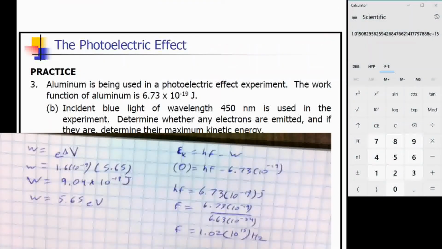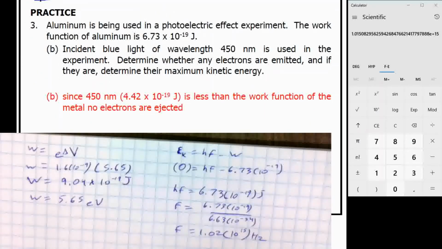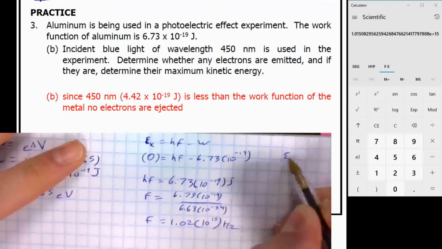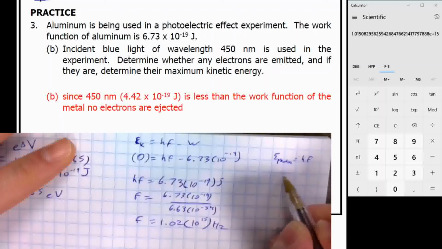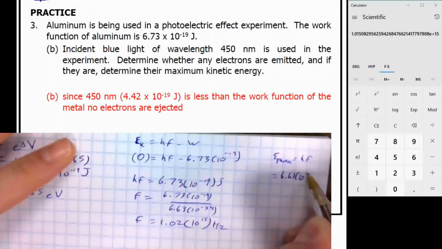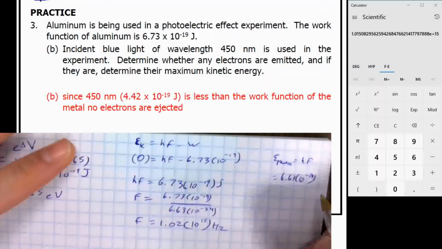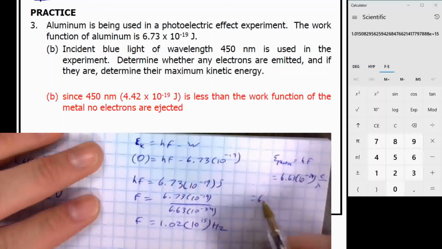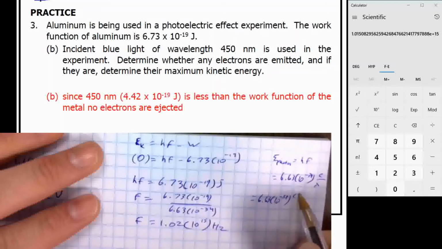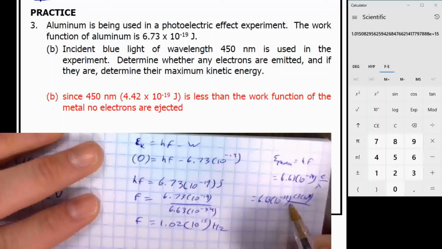So the next part of this question says if we have blue light, which is 450 nanometers, and it is incident on this, determine whether electrons are emitted, and if they are, determine the maximum kinetic energy. Well, the first thing we can do is figure out the energy of the photons of blue light. That can be found by multiplying h times f. Sorry, 450 nanometers is a wavelength, so we'll have to write this as c over lambda. So 6.63 times 10 to the negative 34 times c over lambda, which is 450 nano.